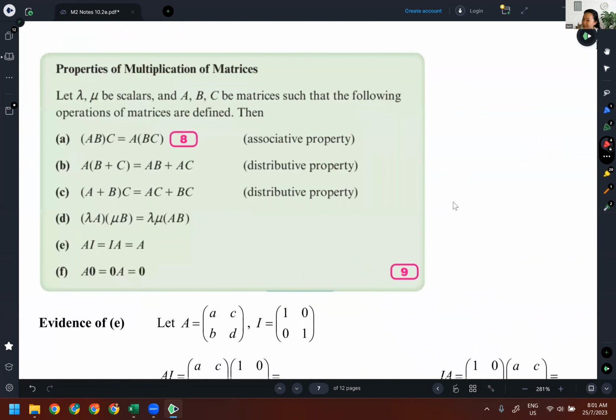Now, it's like the last lesson. After we learn the operations, we learn the properties. The first property is called the associative property.